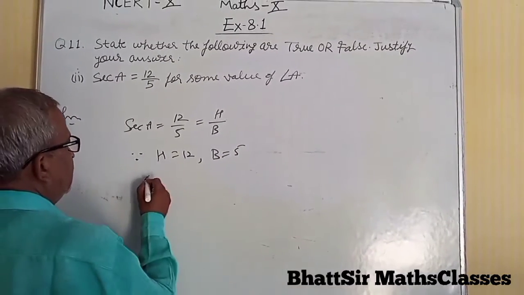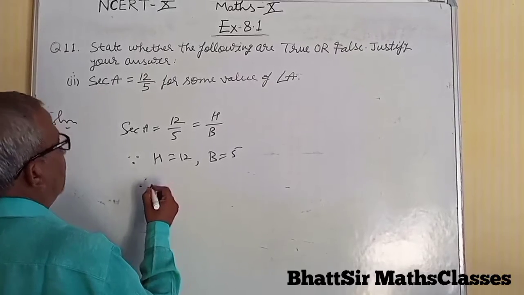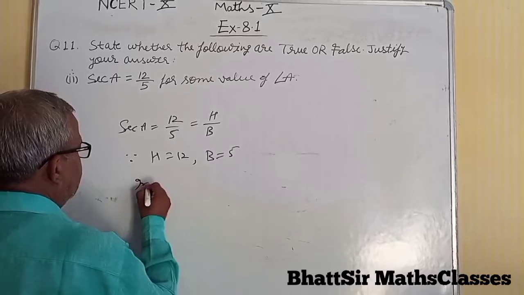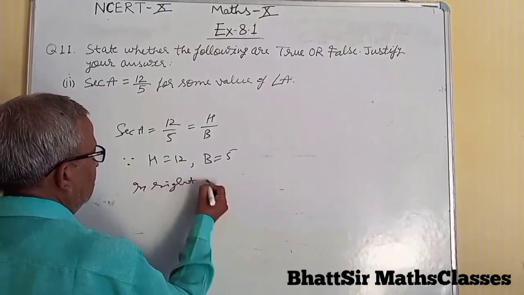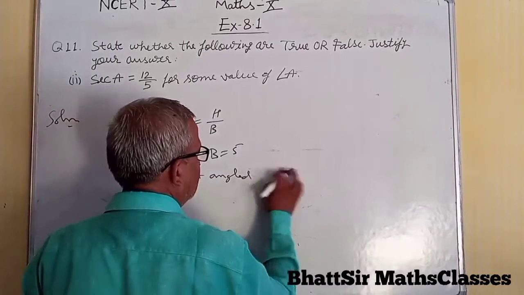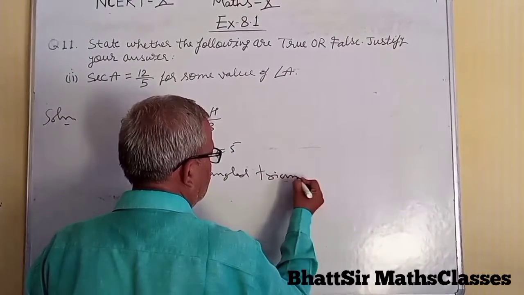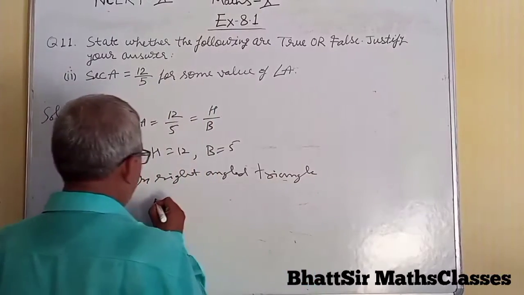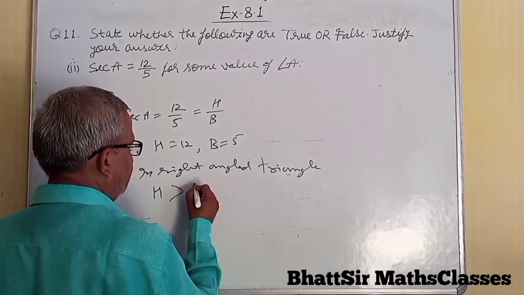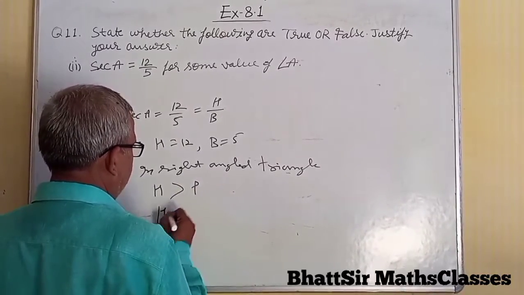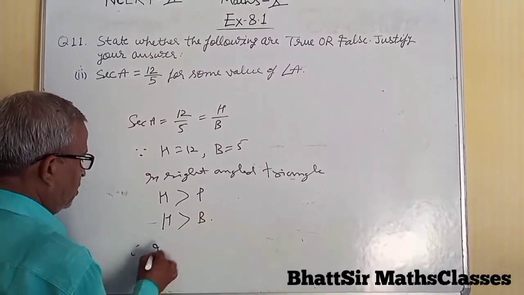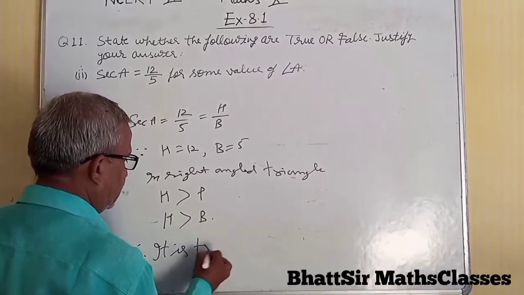It means in right angle triangle, hypotenuse is always greater than perpendicular and hypotenuse is always greater than base. So therefore it is true.